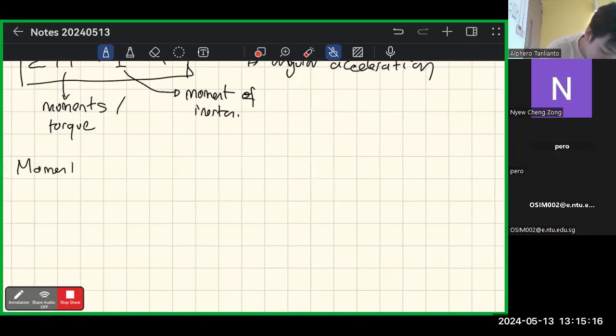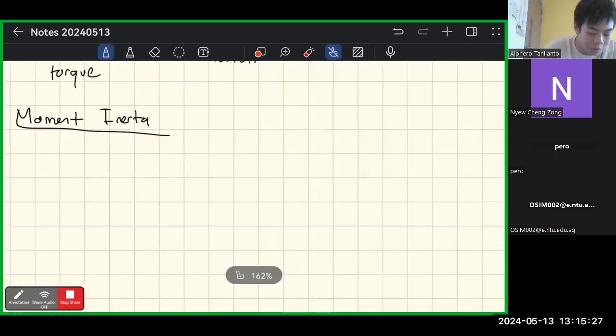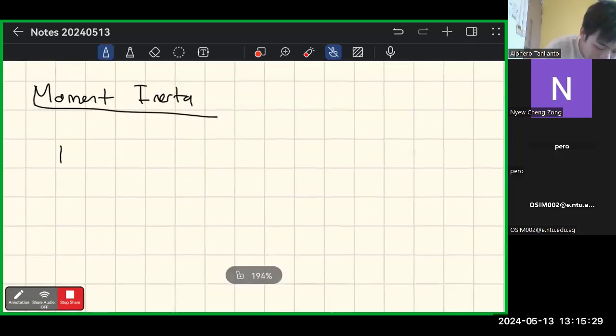Because moment of inertia is very hard to find, because sometimes they also ask only about the moment of inertia itself. Sometimes the question only asks the moment of inertia. So basically, in the integral form, in the purest form, moment of inertia is the integral of r squared dm over all m.